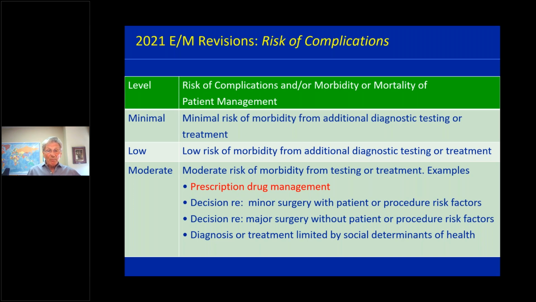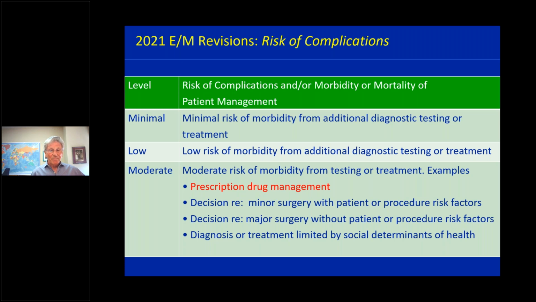All right, the third column when we think of medical decision making is the risk of complications. We have minimal, which is basically no risk, low, which is a low risk of complications from diagnostic testing or treatment, and then moderate. The important thing about moderate is whenever you prescribe a drug, that is considered to be a moderate level of the risk of complications.